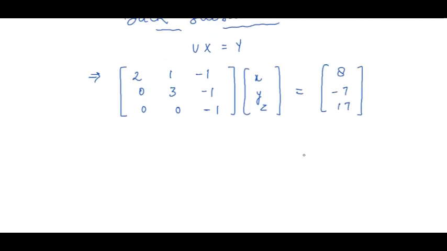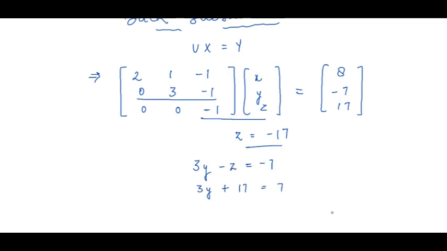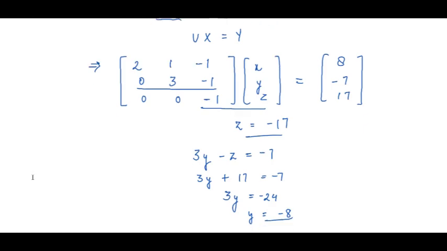And from the third equation, we immediately get z equals minus 17. By the second equation, we get 3y minus z equals minus 7. Substituting z equals minus 17, we get 3y plus 17 equals minus 7, so 3y equals minus 24, and hence y becomes minus 8.